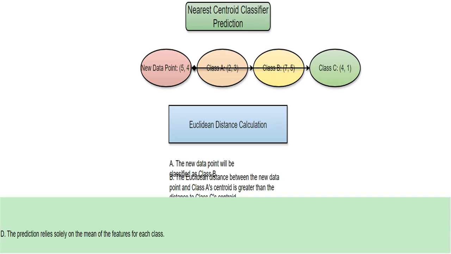This statement explores the fundamental principle behind NearestCentroid's operation. It asks whether the classification is determined solely by the mean values, the centroids, of the features for each class. The NearestCentroid classifier works by identifying the closest centroid to the new data point. This verifies whether that core concept is understood.